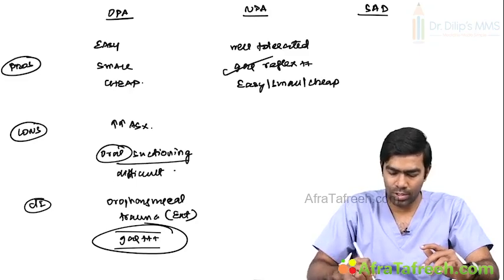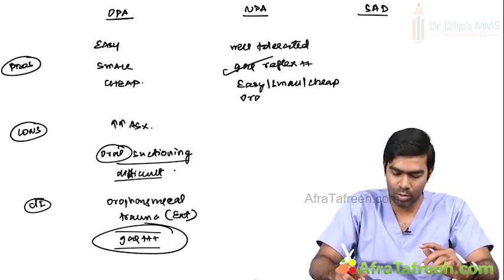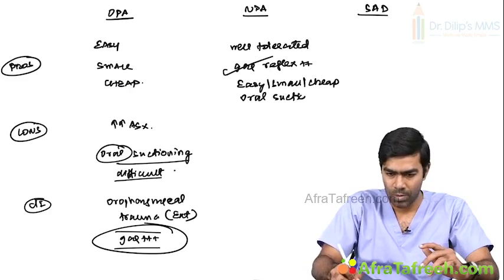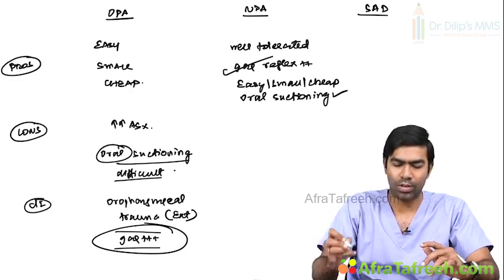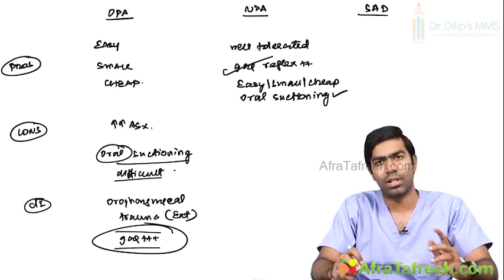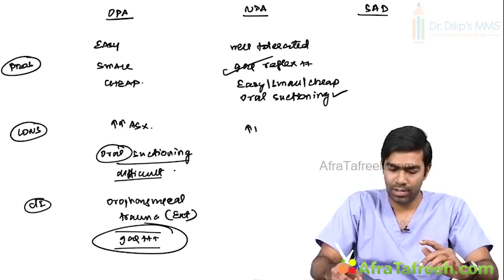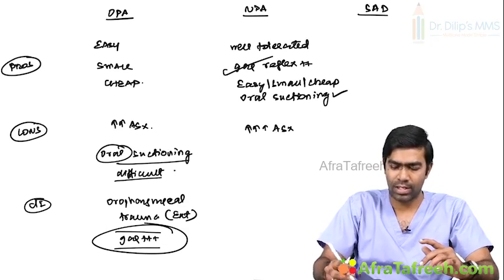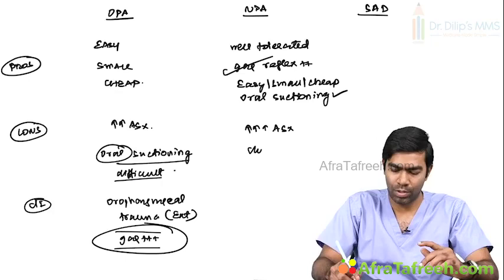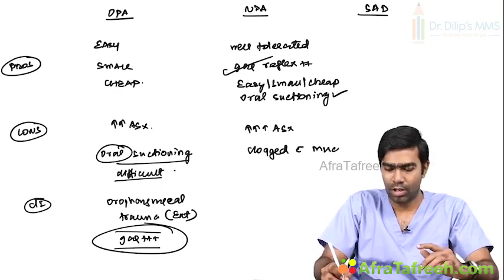And here, oral suctioning, which is difficult with the oropharyngeal airway, can be done. Yes, here you can do oral suctioning. So these are some of the advantages of the nasopharyngeal airway. Remember, again, there is a high risk of aspiration, and it can be clogged with mucus. Sometimes in the nose, if you have mucus, it can be clogged.